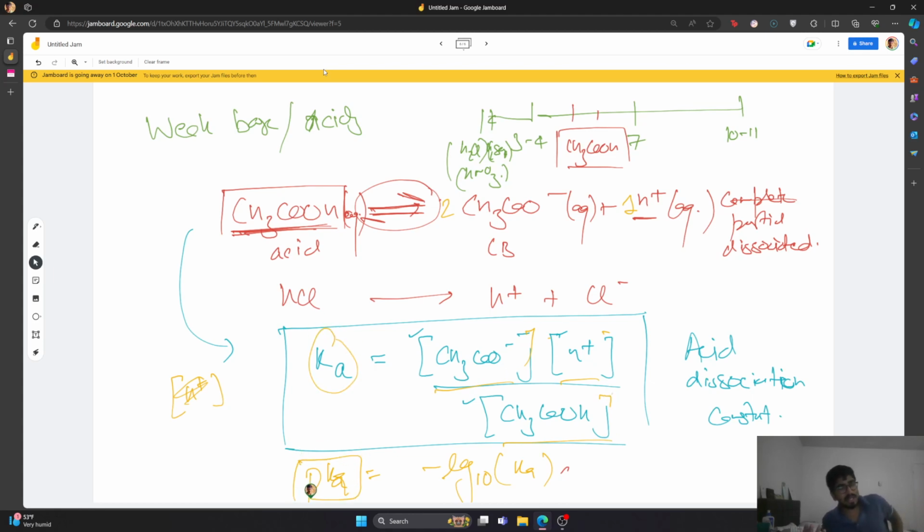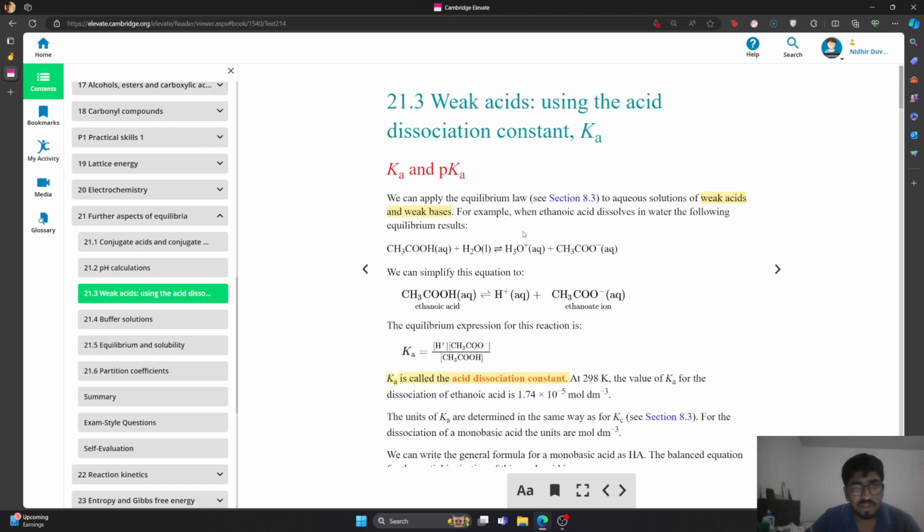pK is just a number representation of whatever we are finding. Imagine it can be difficult to say 10 power minus 14 every time, right? So we just say 14 or 11 or 10.3 or 2.4, whatever. That's much easier to say rather than 10 to the power of minus 3.2, something like that. So which is why we have this concept of pK, or pH, just for convenience. Okay, so this is the acid dissociation constant.